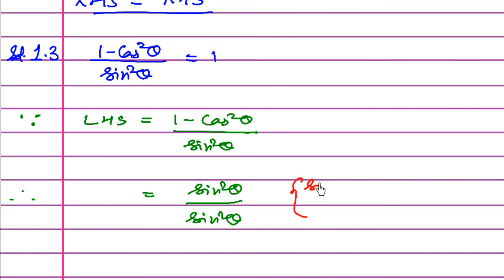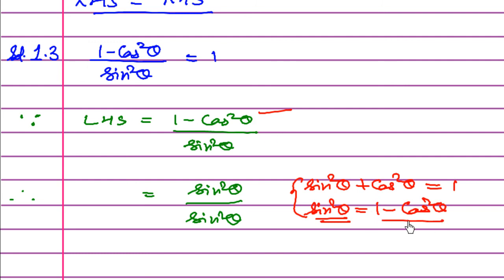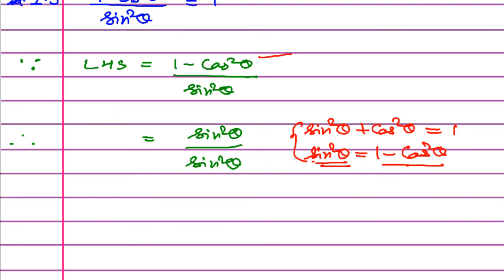I explain why. Because sin square theta plus cos square theta is equal to 1. So if I transfer cos square theta to the other side, I will get 1 minus cos square theta is equal to sin square theta. So instead of this 1 minus cos square theta, I am putting sin square theta here. So we see here both will eliminate each other. So we get here 1, which is equal to RHS. So LHS is equal to RHS here.